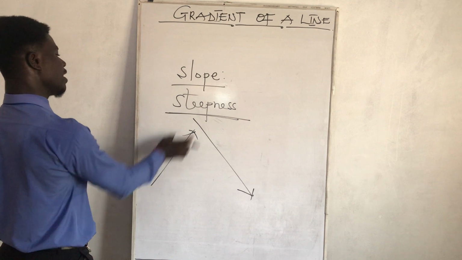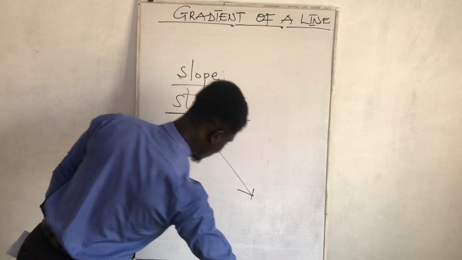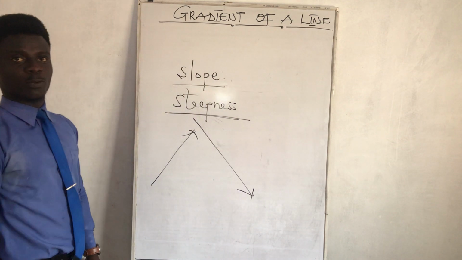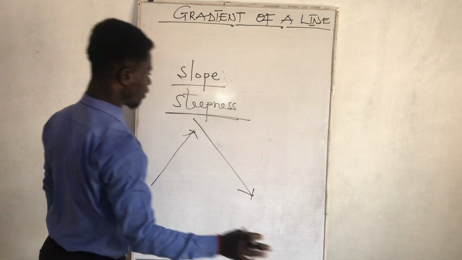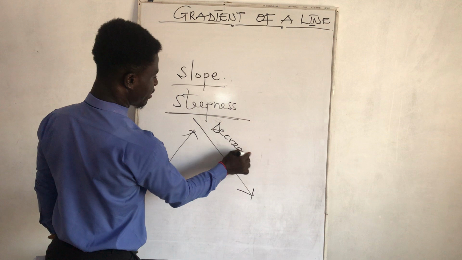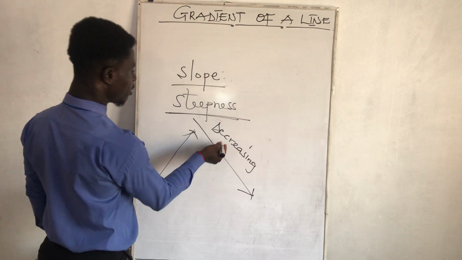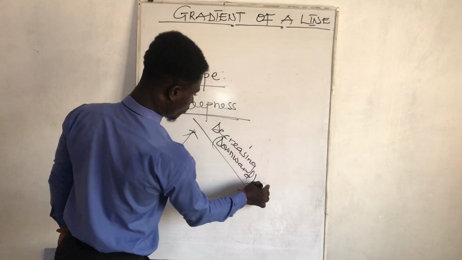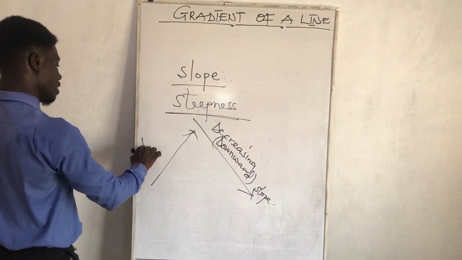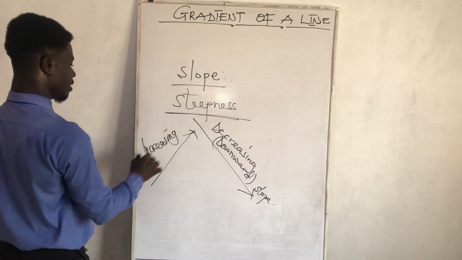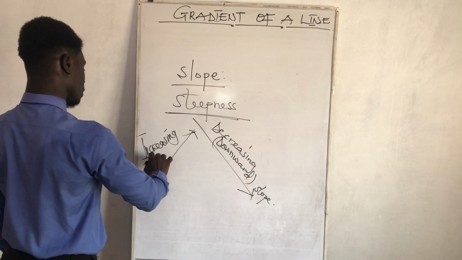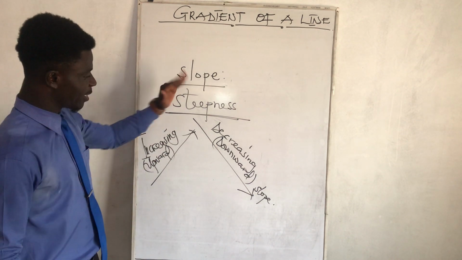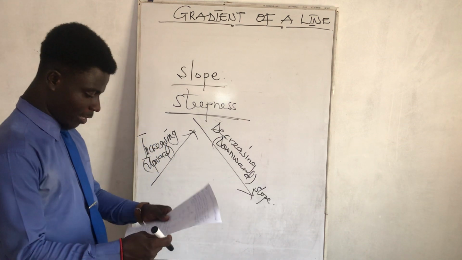So we have an increasing function, then we have a decreasing function, or somebody can say an upward slope or a downward slope. You can call this one a decreasing function, or a downward slope. Here you can call it increasing, an upward slope. So, increasing, decreasing.